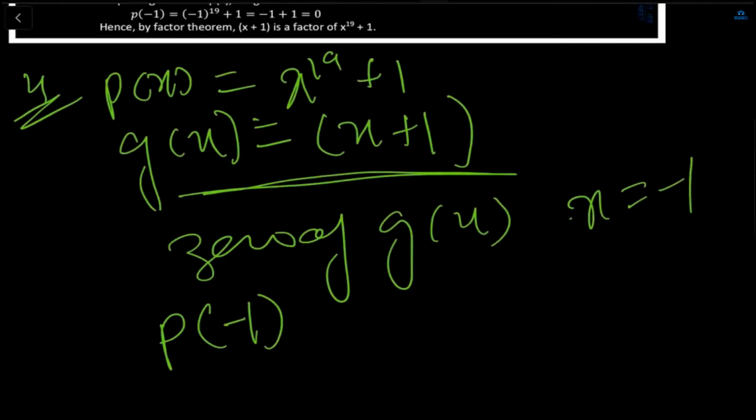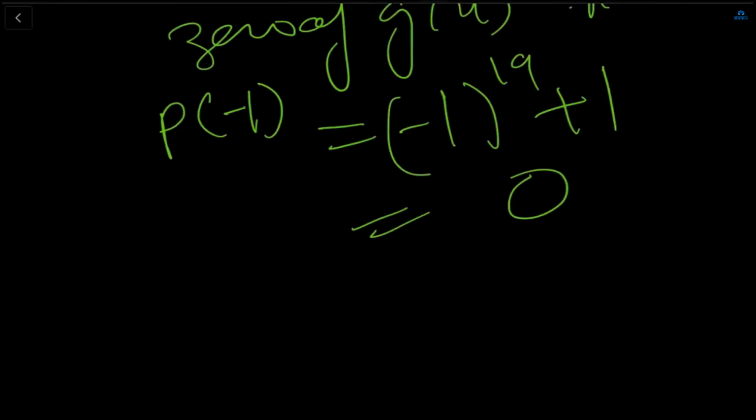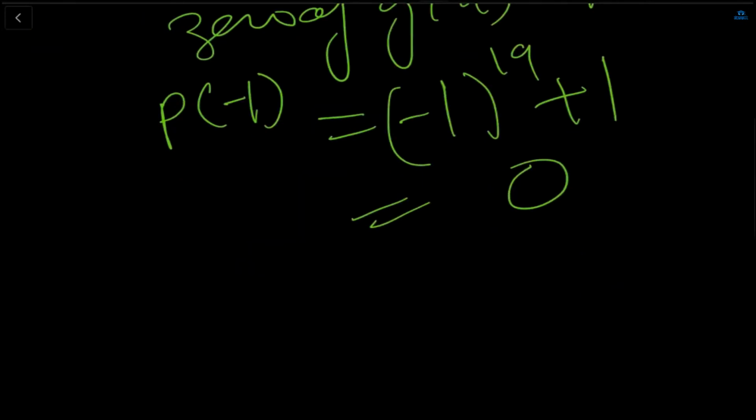So p(minus 1) will be what? Minus 1 plus 1, and so on. Because the power is negative, here it will give you a negative number. So it is 0. That means therefore g(x) is a factor.